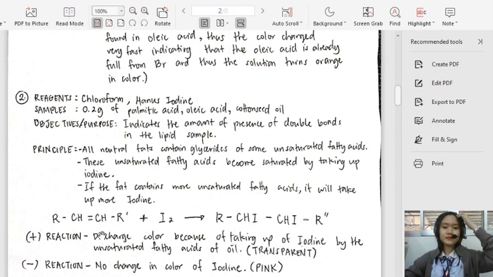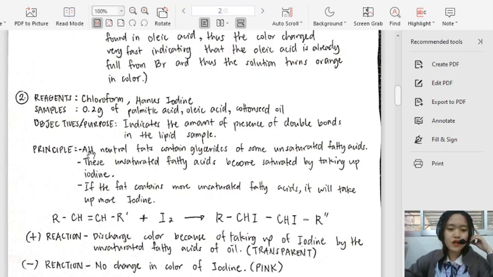So, for reagents na ginamit, chloroform and Hanus iodine. And then samples, ito. So, class ha, huwag kalimutan yung 0.2 grams, very specific yan, of palmitic acid and oleic acid. And then, 4 drops para sa cottonseed oil. Okay. So, objectives or purpose indicates the amount of presence of double bonds in the lipid sample. So, itetest nito kung gaano karami yung double bonds present in your palmitic acid or kung meron ba for your oleic acid and cottonseed oil.